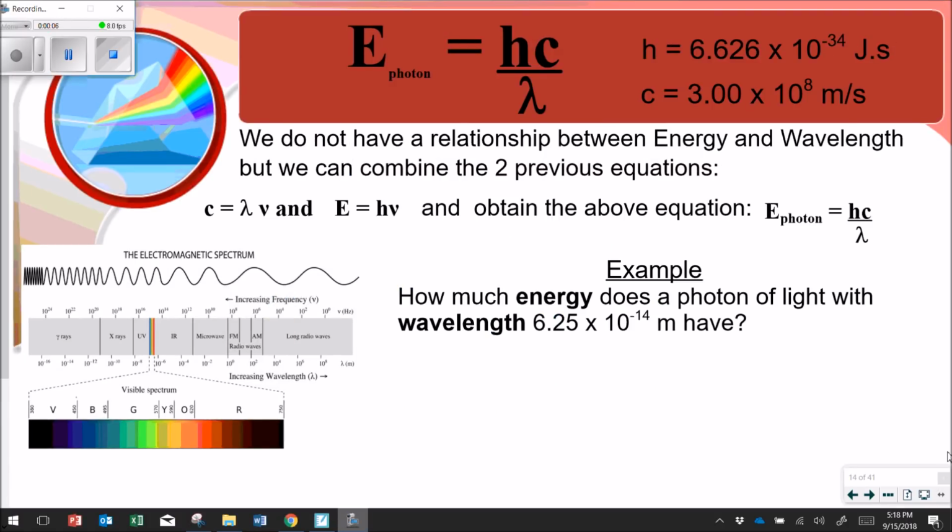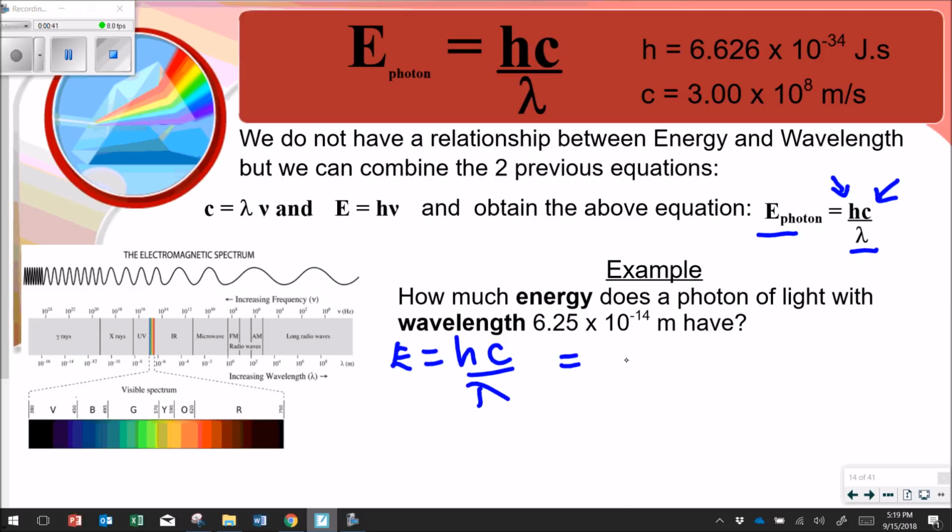We don't yet have a relationship between energy and wavelength, but we can combine the two previous equations and get the equation E, energy, equals h, Planck's constant, times c, speed of light, over lambda, the wavelength. So let's practice an example. How much energy does a photon of light with wavelength 6.25 times 10 to the negative 14 meters have? So I have my equation again, E equals hc over lambda.